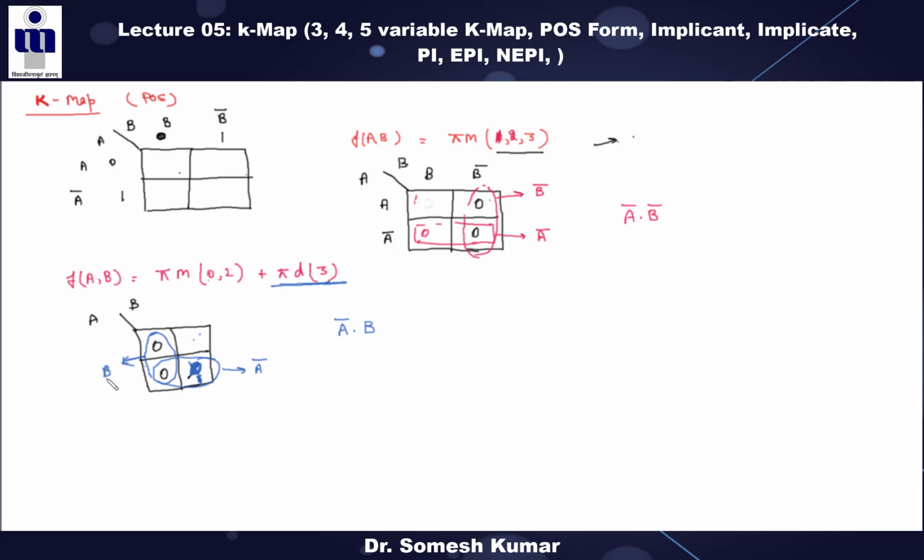What is the output? B, right? So which one is minimized? This one is minimized or this one is minimized? This one is minimized. So we have to ignore x, or we have to take x as 1, right? So in that case, we have to ignore the don't care condition, right? Clear?